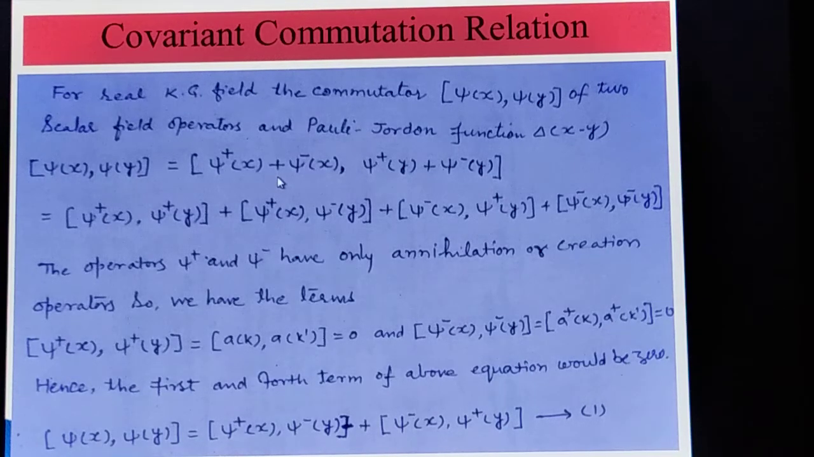the KG equation is a second order equation, and in the solution of the KG equation we have two parts. One belongs to the wave propagating along the plus direction, and another one belongs to the wave propagating along the minus direction. So you can write the commutator of psi x comma psi y equal to the commutator of psi plus x, psi minus y plus psi minus x, psi plus y.